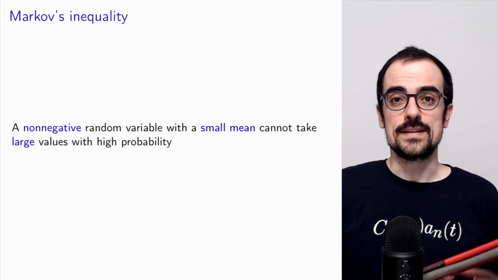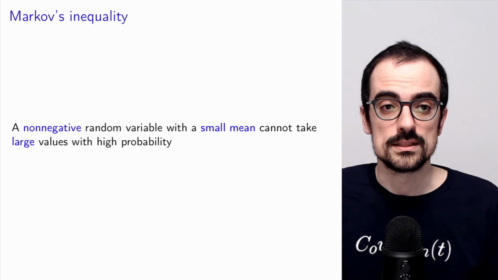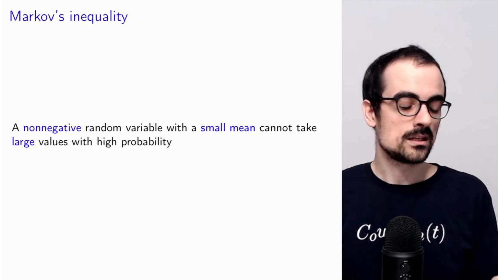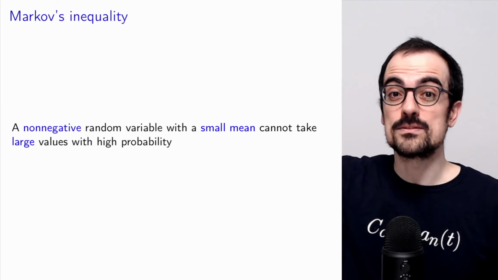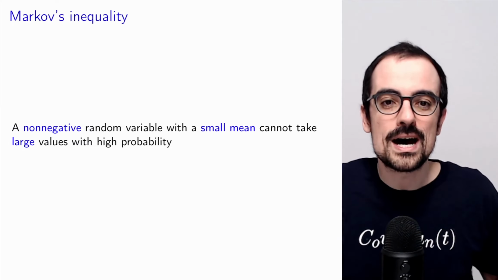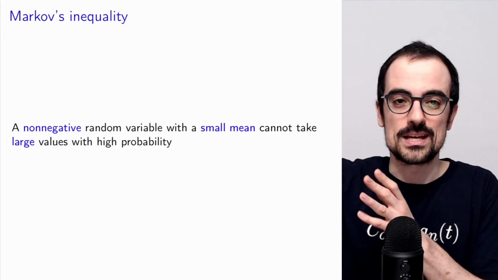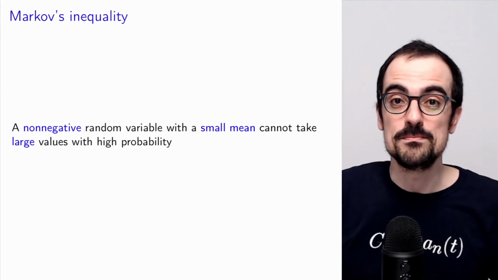The simplest deviation inequality is Markov's inequality. Markov's inequality states that a non-negative random variable with a very small mean cannot take large values with high probability. Why? Because if it could take large values with high probability, that would drive its mean to be larger.